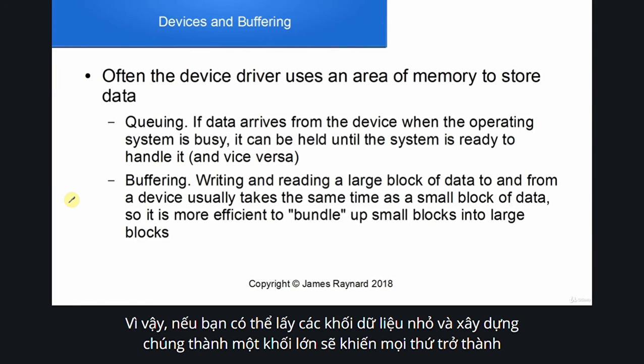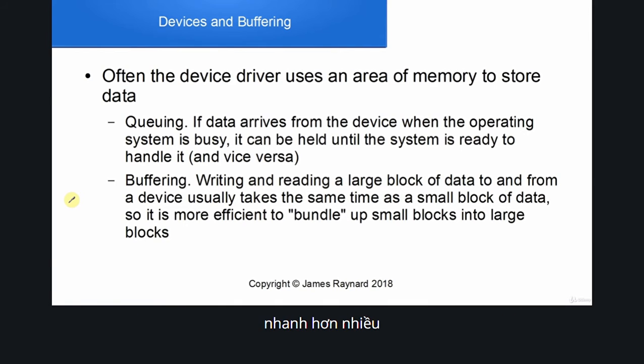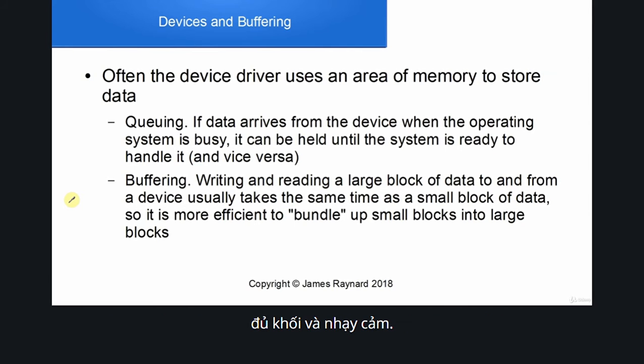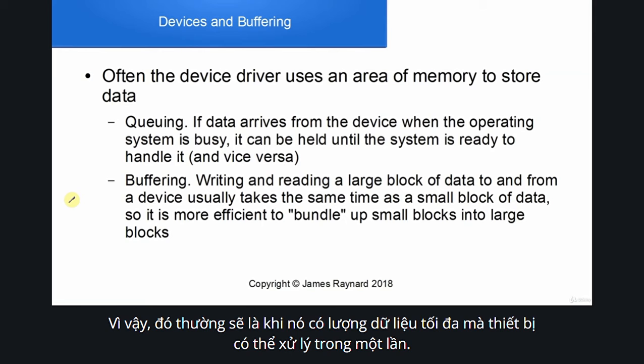If you can take small blocks of data and build them up into one big block, that will make things a lot faster. And that's known as buffering. So basically what the device driver does is it collects small amounts of data and waits until it has a big enough block and sends it off. That'll usually be when it has the maximum amount of data that the device can handle in one go.